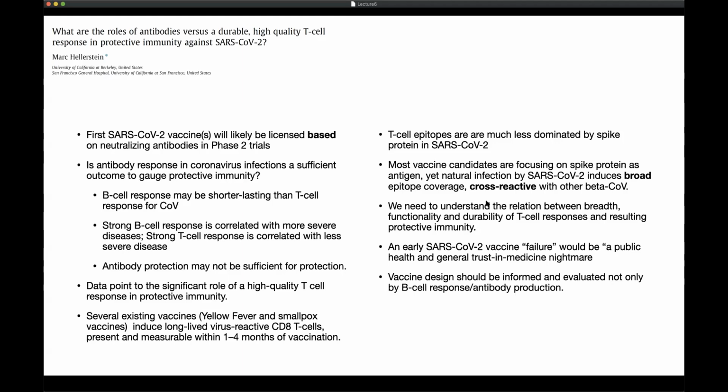In order to better design long-lasting vaccines, or at least consider the options, we need to understand the relation between breadth, functionality, and durability of T-cell responses and resulting protective immunity. I'll explain, using figures from a couple of papers, what breadth, functionality, and durability mean.